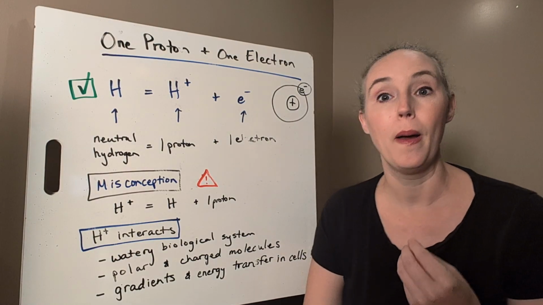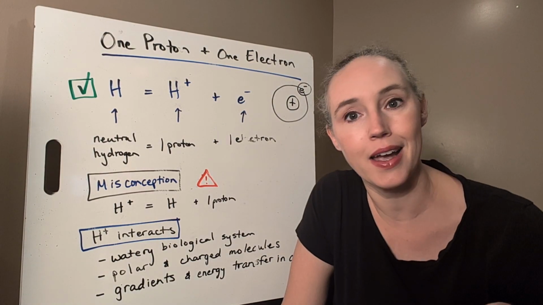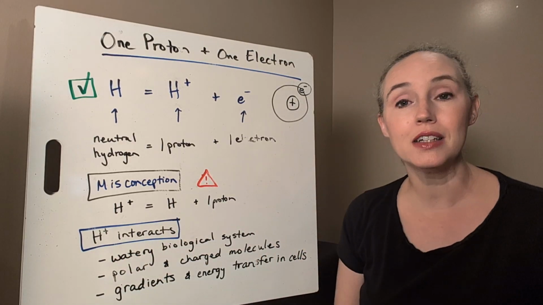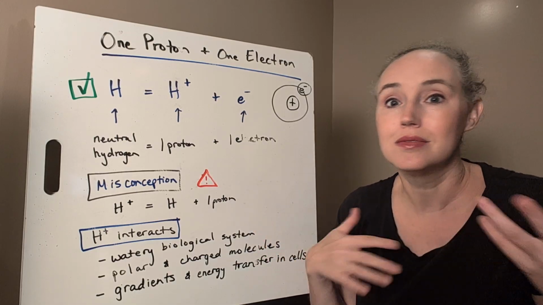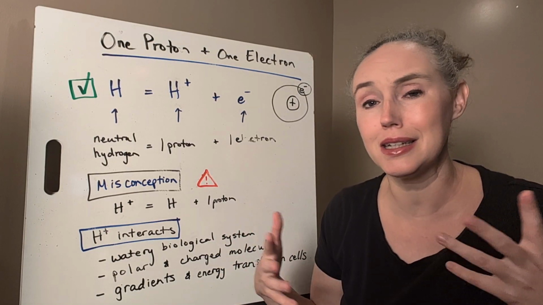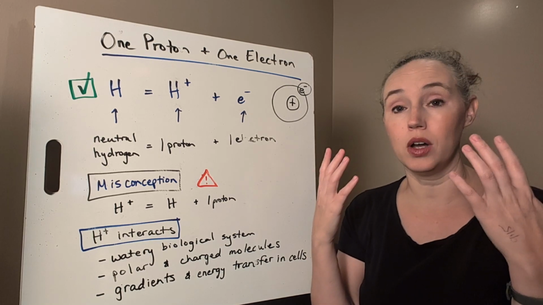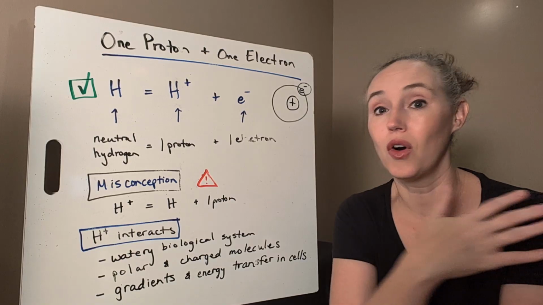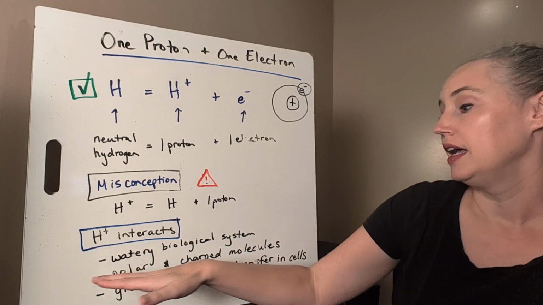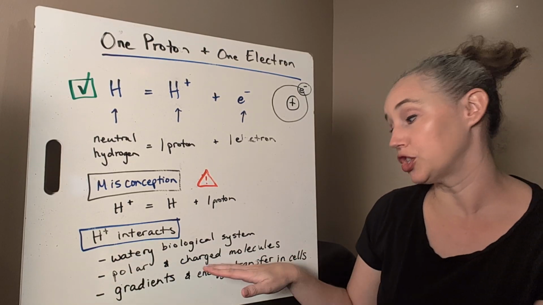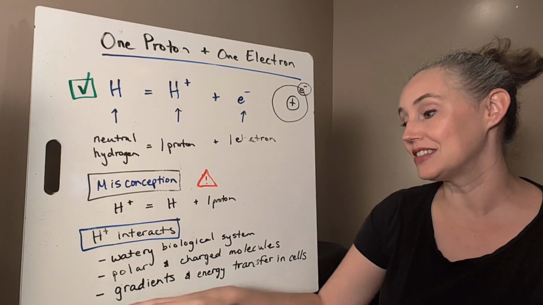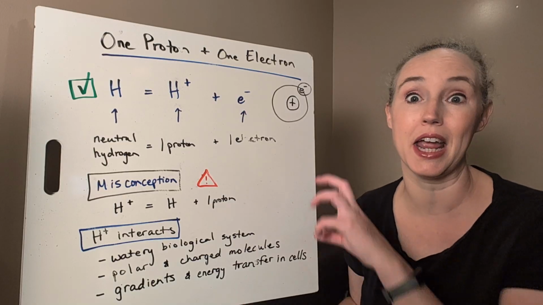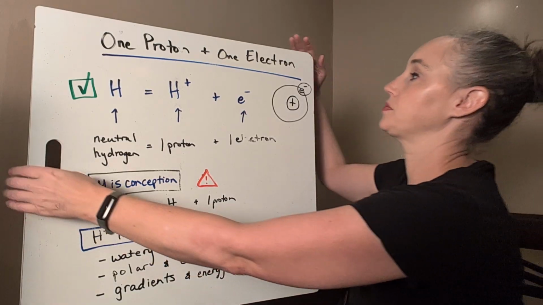Now, why does this matter? Because protons don't just hang out, they interact. And you're going to see these because, remember, biological systems are usually roughly 60 to 80% water. And water is a polar molecule, so it's going to be interacting with all kinds of things in our watery systems. It's going to interact with polar and charged molecules. And it's very important in making proton gradients and plays a huge part in energy transfer in cells.